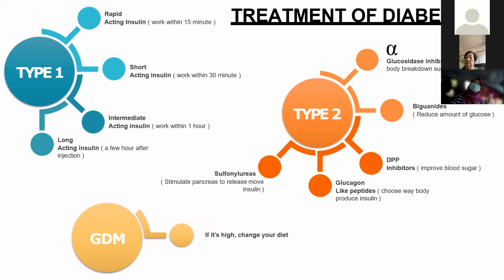All right. So for the next one, GDM. Remember, GDM is for pregnant women. For pregnant women, we usually don't give any injection or any medication. Why? Because we are afraid we will affect your baby. So if the blood sugar is too high, we just advise them to change their diet.